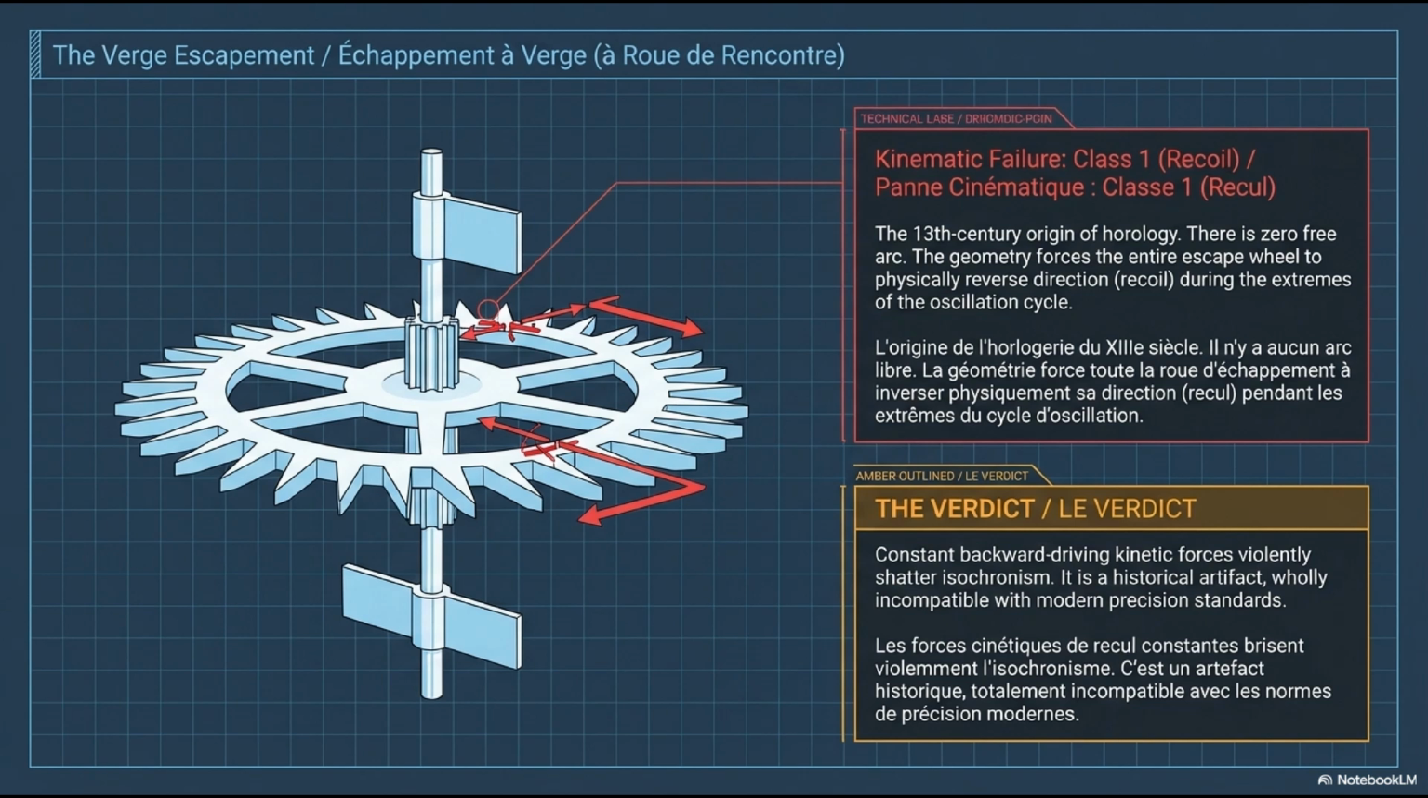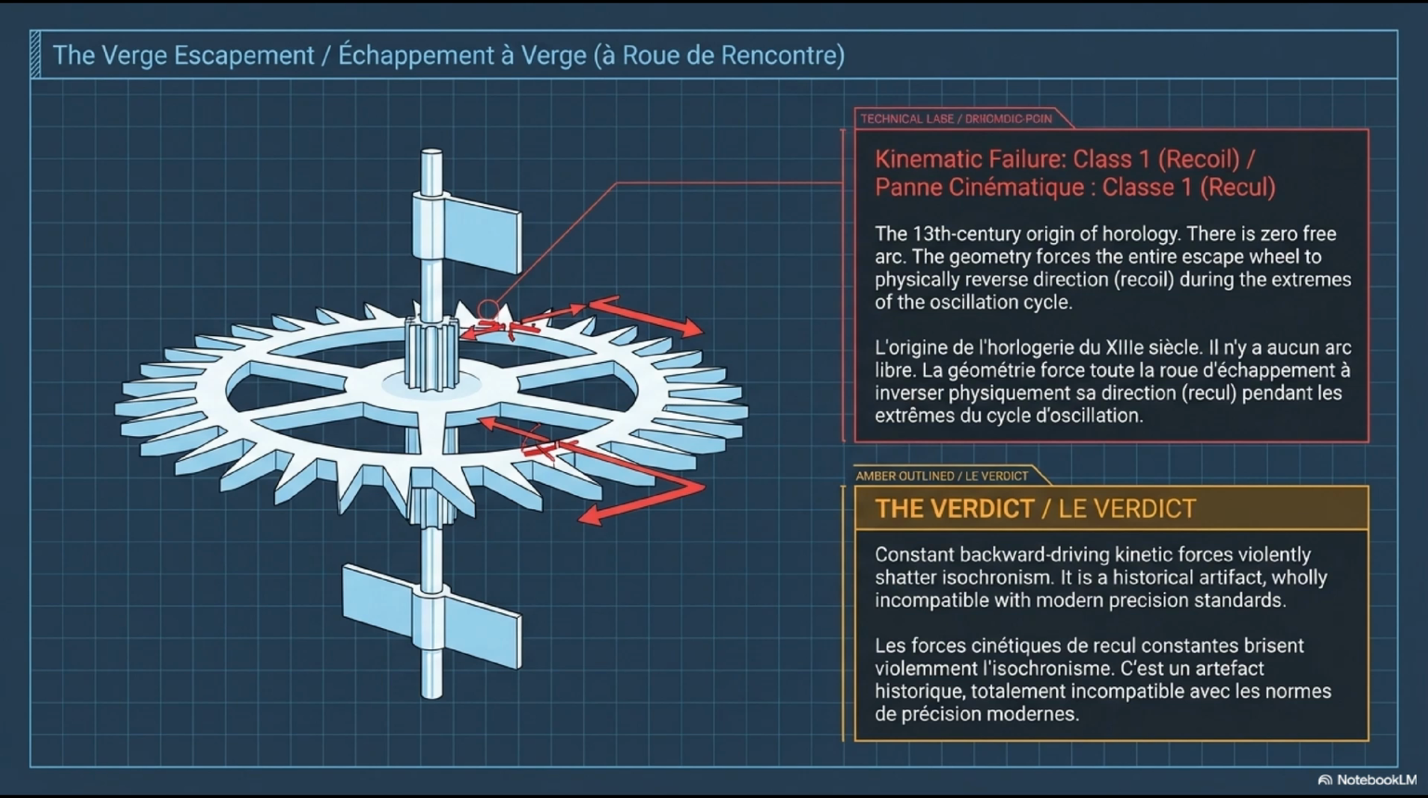There is no supplementary arc. The crown wheel is always in contact with one flag or the other. Every beat involves recoil. Class 1 in its purest historical form. Kinematic consequence: the balance wheel's effective restoring force is the hairspring torque minus the variable recoil force from the gear train. This changes continuously with the mainspring state of discharge. Perfect isochronism is mathematically impossible.